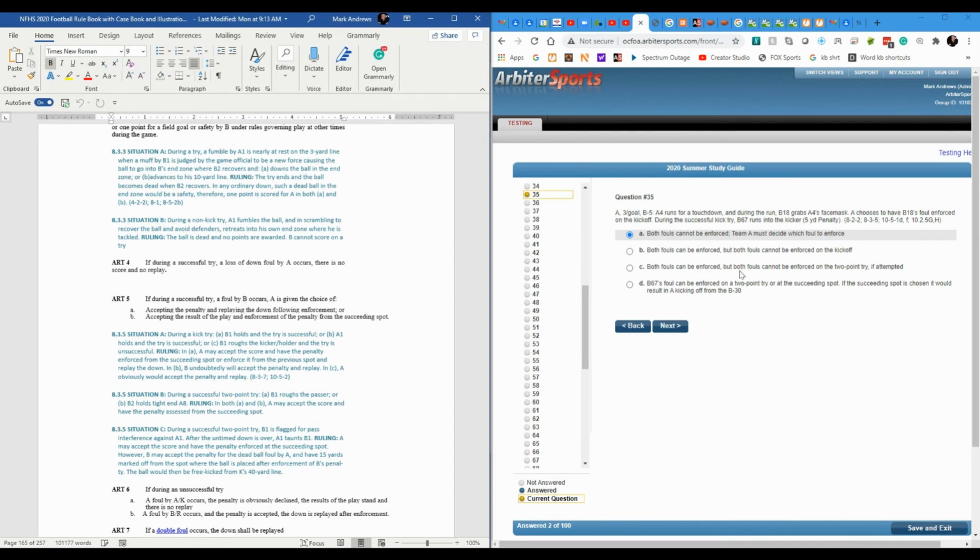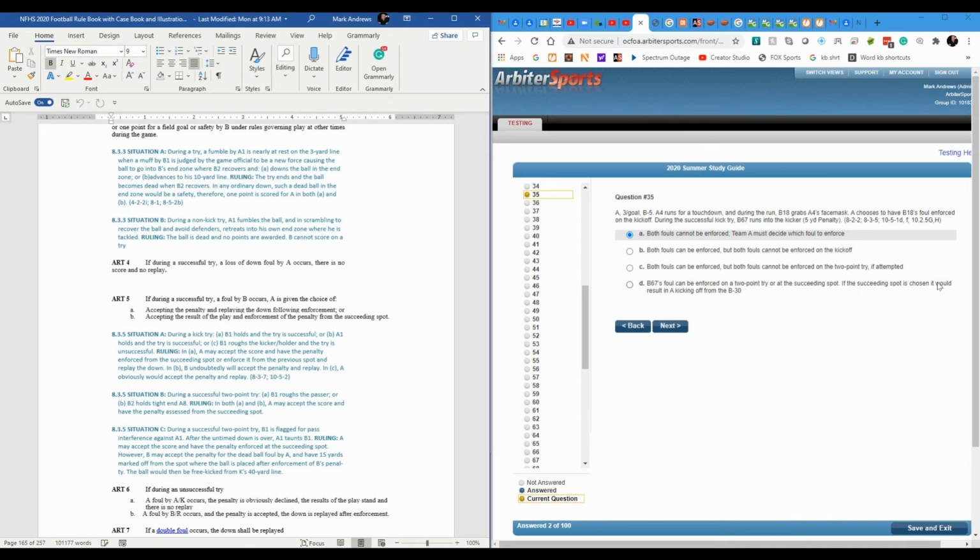If A had said we want the penalty enforced on the try, and they go from the 1.5, and we have a foul during the try, we're going to go half the distance from there. We're going to go to the 3/4 line, right? So the only reason that C is true is because A chose to have the face mask foul enforced on the succeeding spot, which is the kickoff. D says B67's foul can be enforced on a 2-point try or at the succeeding spot. B67's foul is the running into the kicker.